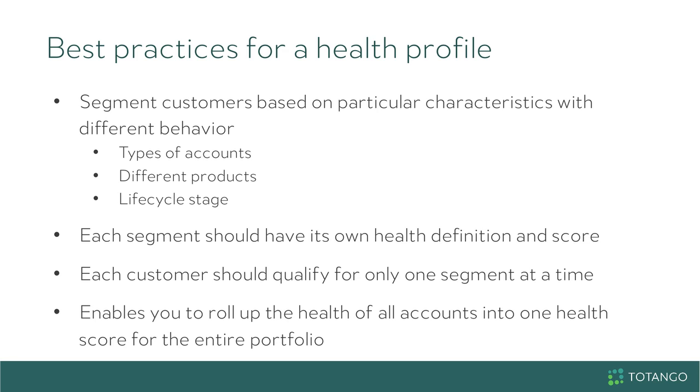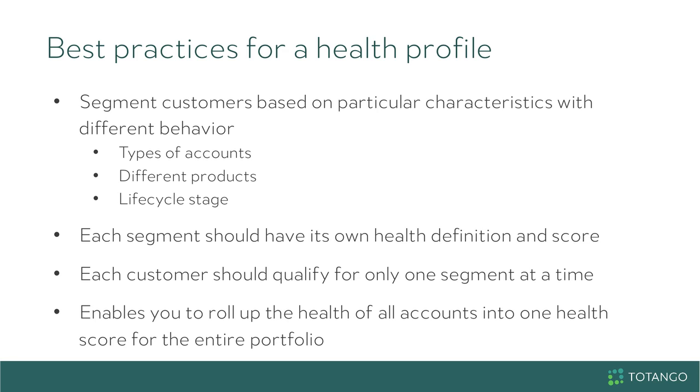Okay, so you can segment your customers based on particular characteristics. I just mentioned the life cycle stage. It could be by product. It could be by type of account, revenue. There's a myriad of factors. Each segment can have its own health definition and score, so you want to make sure that you can measure those segments and determine what their standing is. Each customer should really only be in one segment. That's to really simplify things.